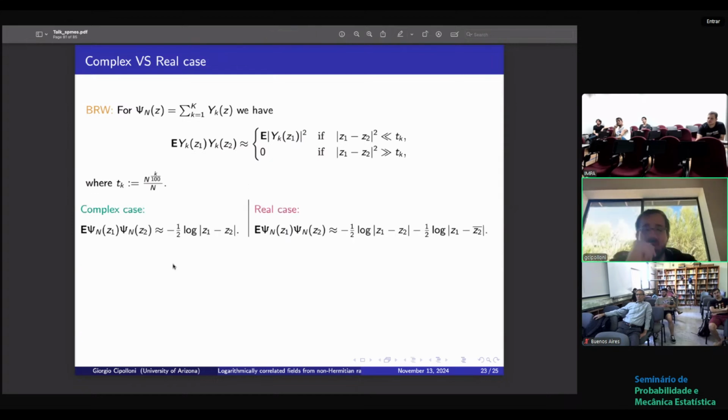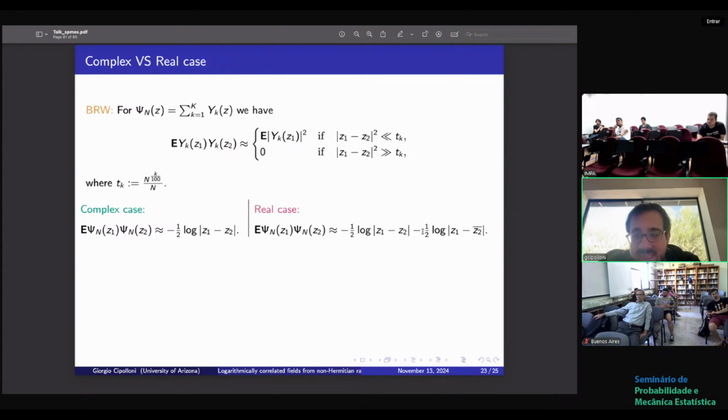So now I want to conclude by trying to explain the difference of these two fields in the real and in the complex case. Why do we see that in the complex case we have a homogeneous branching Brownian motion appearing, while in the real case it's inhomogeneous instead? This is because the underlying fields are quite different. So in the complex case, if we look at the correlation, as we've seen before in this result by Rider and Virag, for different z1 and z2, this is given by the log of the difference of these two points.